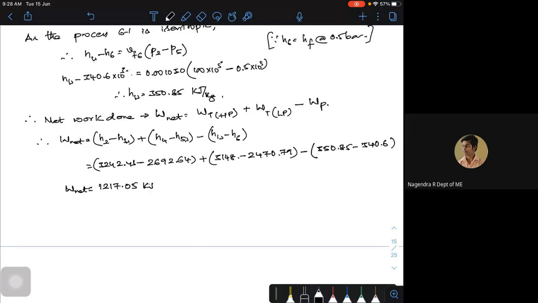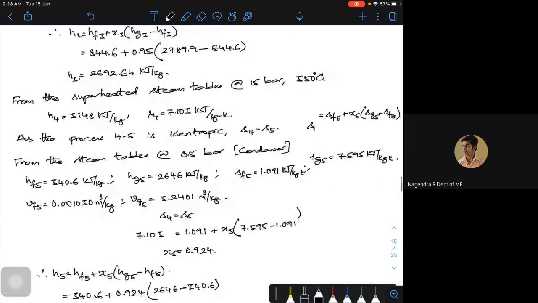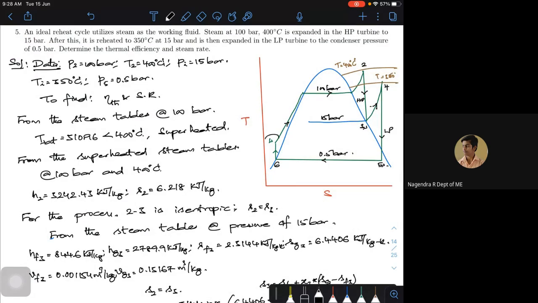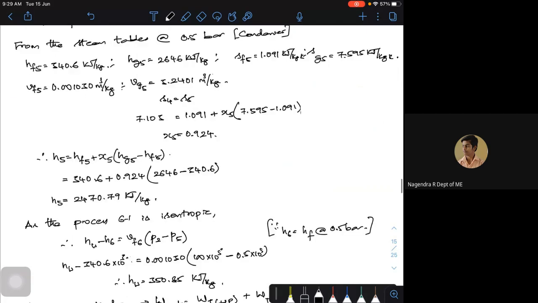1217.05 kilojoules per kg. This is the net work done. Now, what is the heat supplied? If you go back and look at the TS diagram, heat is supplied between 1 to 2 and 3 to 4. So it is H2 minus H1S plus H4 minus H3S. If you substitute these values, I'll get my heat supplied.